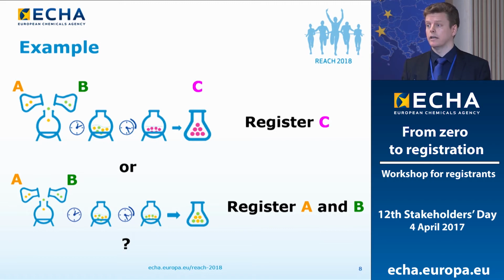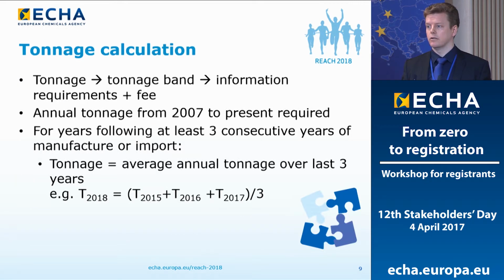Tonnage calculation. Here you would look at a tonnage. This would determine the tonnage band and consequently the information requirements, and of course the fee. What you need here is to record the annual tonnage from 2007, at the beginning of REACH, to the present day. The tonnage is calculated based on the three previous years to the year you're in now. So for example, the 2018 tonnage would be based on the 2015, 2016, 2017 average. So you would divide this by three.